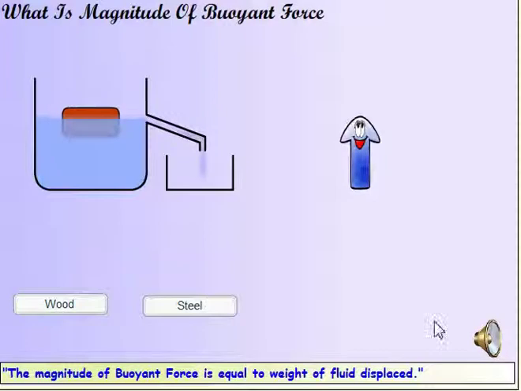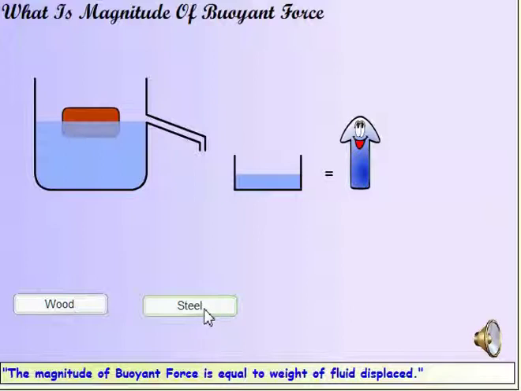The magnitude of the buoyant force is the amount of fluid displaced. Take equal volumes of wood and steel and put them in water and collect the water displaced. Now weigh the water displaced. You will see that the water displaced by the wood is less, since part of it is not submerged, and hence the buoyant force is less. The water displaced by the steel is more, since all of the steel sinks, and hence the buoyant force on the steel is more.